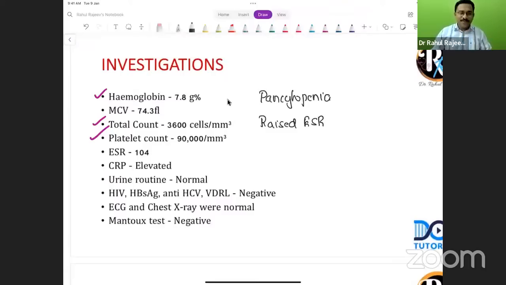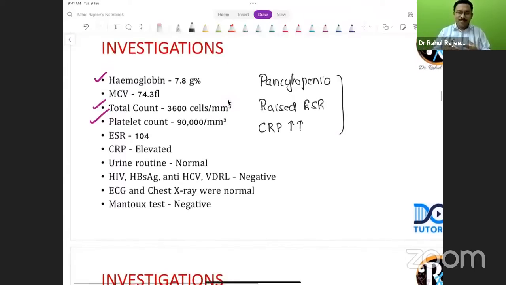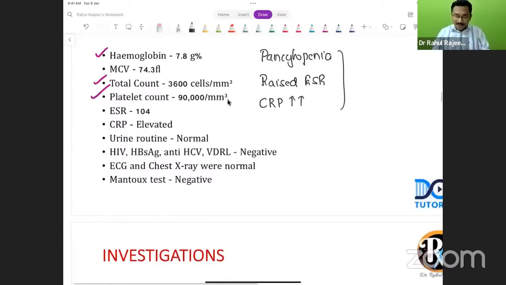Okay. The CRP is elevated. So some sort of inflammation, infection is evidenced by the CRP and ESR elevation. But other investigations are normal. Okay. So it has some hematological implication. That is what I'm thinking right now. There is some hematological implication, which is why there is a pancytopenia. So it might not be a direct hematological disease. It can even be an indirect one.